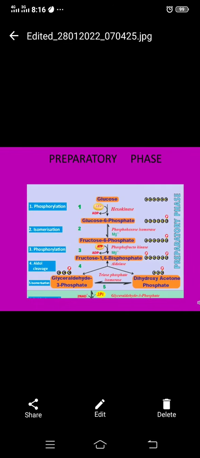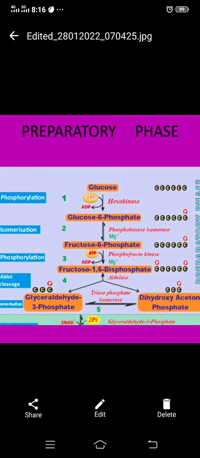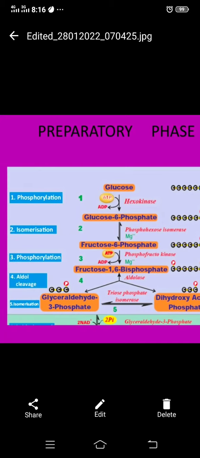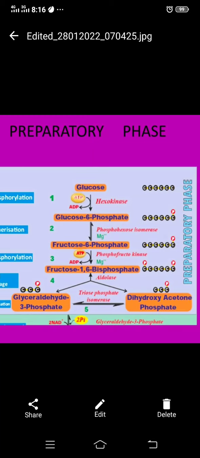Now the preparatory phase. On the left side, it includes the processes phosphorylation, isomerization, then phosphorylation, aldol cleavage, and then isomerization. These are the five steps involved. In the middle are the products, showing how the products are converted with the help of an enzyme. On the right side is the molecular structure. Glucose is a 6 carbon molecule, and adding a phosphate group to this molecule is the main thing in this stage.